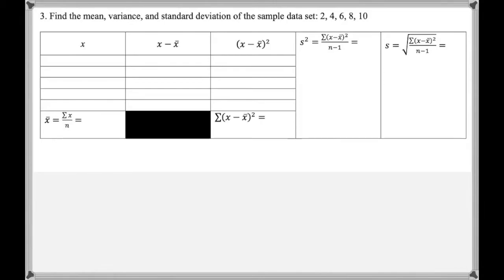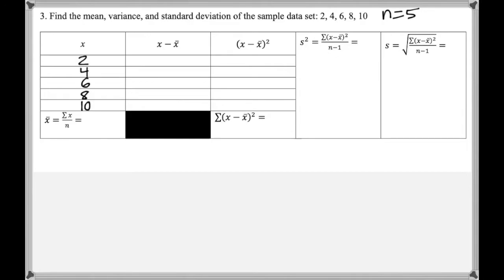Number 3 says, find the mean, variance, and standard deviation of the sample data set. So because the formulas for standard deviation and variance are kind of complicated, they take a lot of steps. But we are going to be building up to these formulas using this table right here. So first, I want to say how many numbers are in my data set. And n is equal to 5 because we have 5 numbers here.